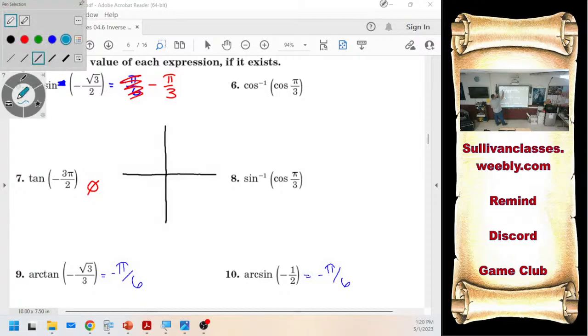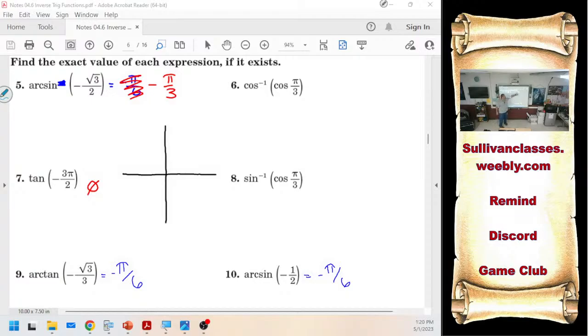Okay, take these in pieces. Regular cosine, is it restricted or not? No. Okay, what's cosine of pi over 3? 1/2. So now, do the arccosine of 1/2. Is arccosine restricted? Yes. So now I have to look in these two quadrants. Where is the cosine value 1/2? At pi over 3.